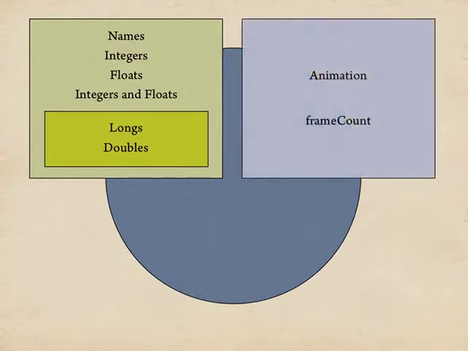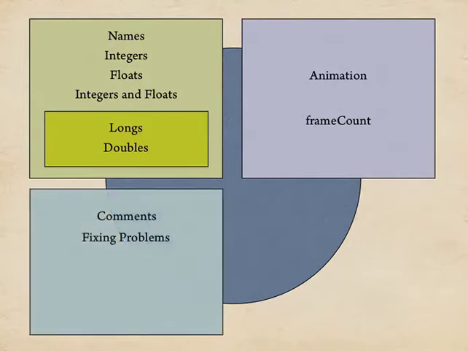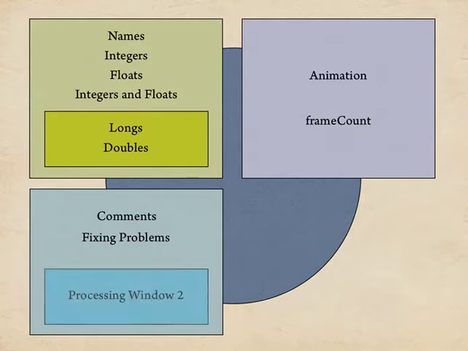Then we talk about making things move. And we talk about the principles of animation and how the variable frame count makes it all happen. Then we talk about programming, and I discuss comments and how to fix problems, which involves finding them and figuring out what they are, figuring out how to fix them. There are also some supplementary videos on how to customize the processing window in case you want to do some fancier things than we've done so far.